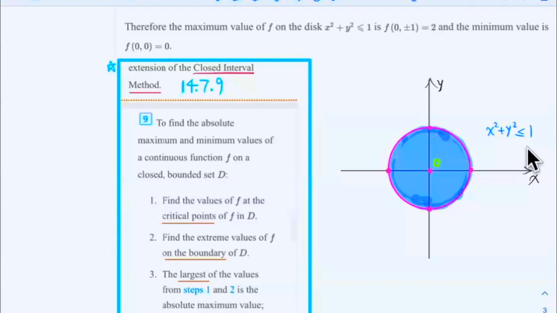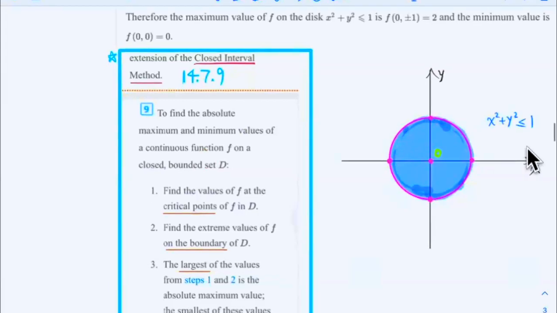So a continuous function on this, that's what it says. To find the extreme values of a continuous function on this closed bounded set, there are 3 steps. The first step is to find the critical points of the function in this set. The second step is to find the extreme values of the function on the boundary.